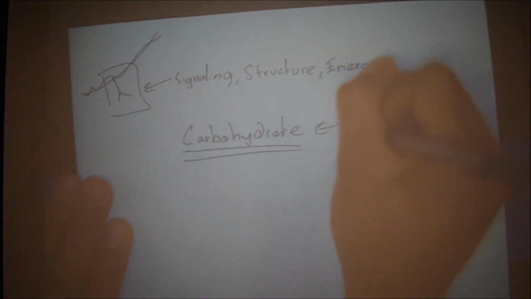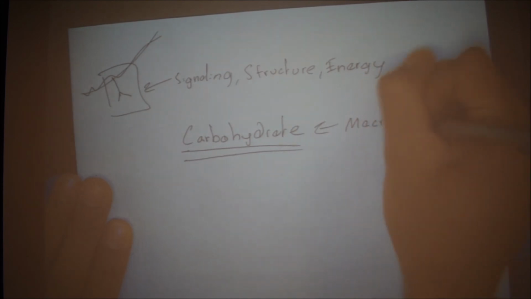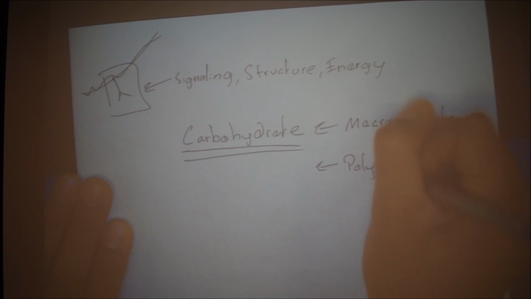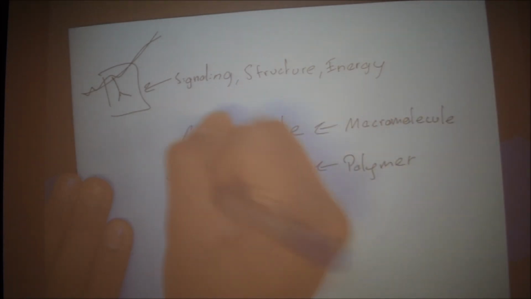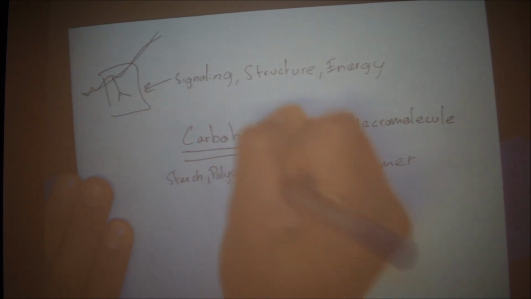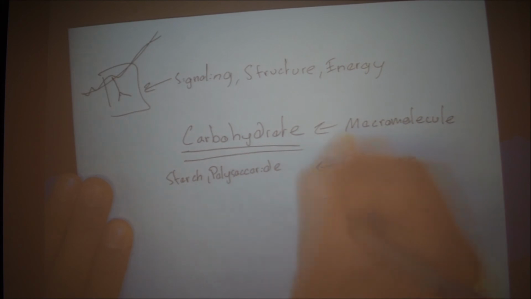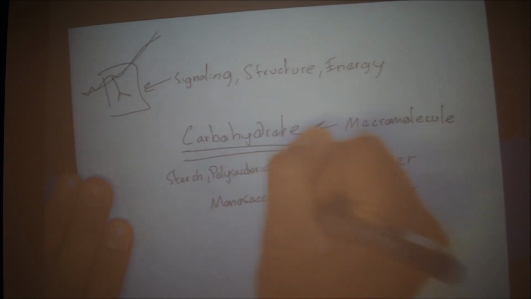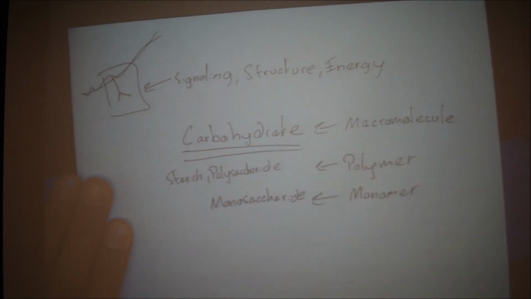And this right here is our macromolecule. Okay, now the polymer can take on names like starch, right? Starch. Or polysaccharide. And the monomer of these is going to be called a monosaccharide. Okay, now let's go ahead and talk about it, right?